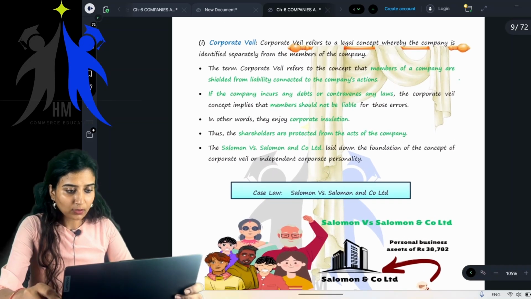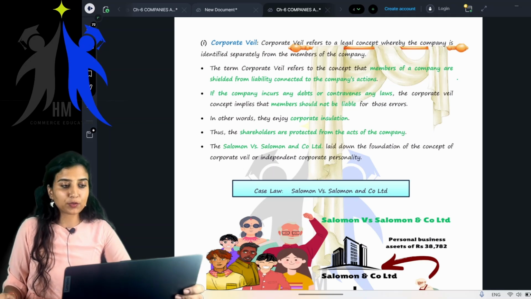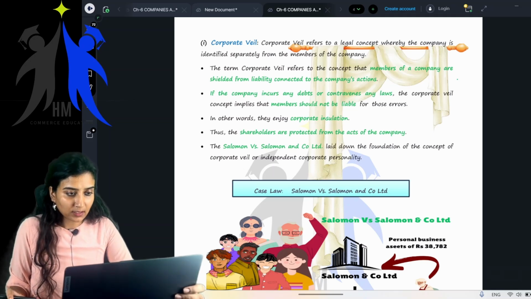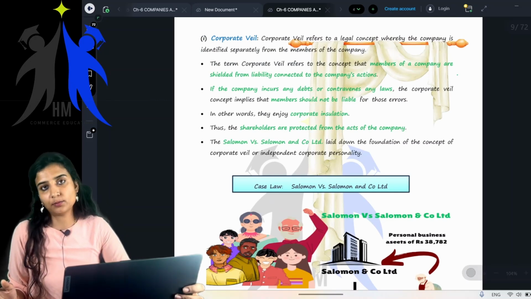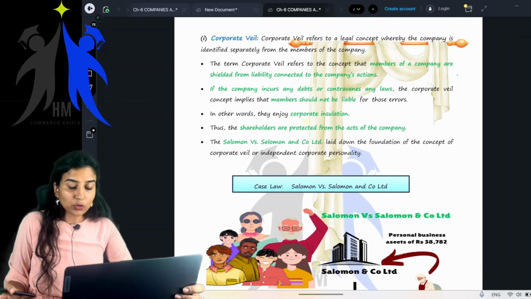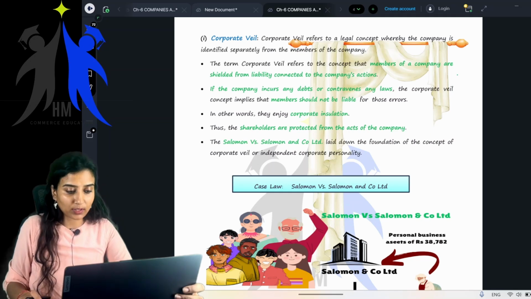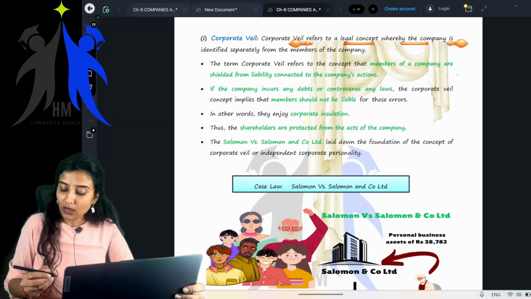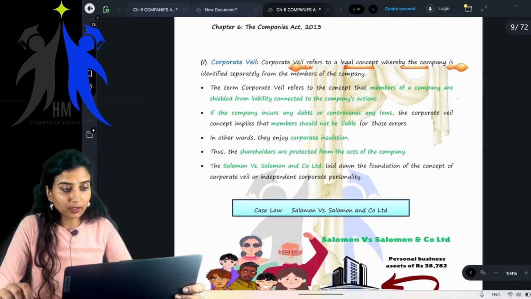The corporate veil is the same thing as the separate legal entity concept, which we have already studied. We'll read whatever is there, and then let's begin with the most important case law of the Companies Act, one of the important case laws of the Companies Act. Let's begin. Come to page number 452, everyone.